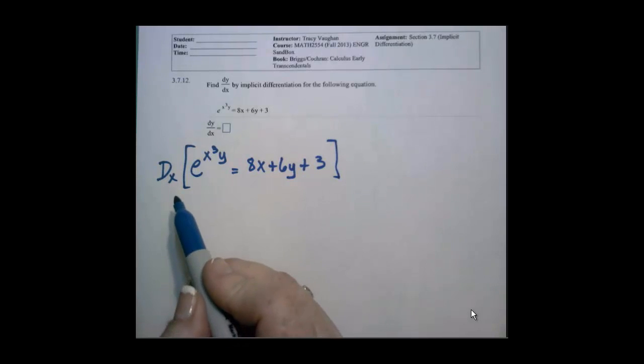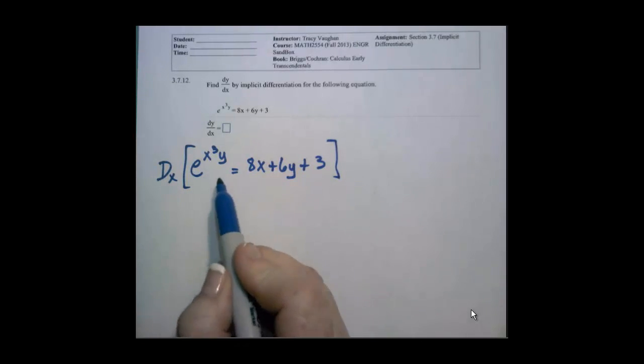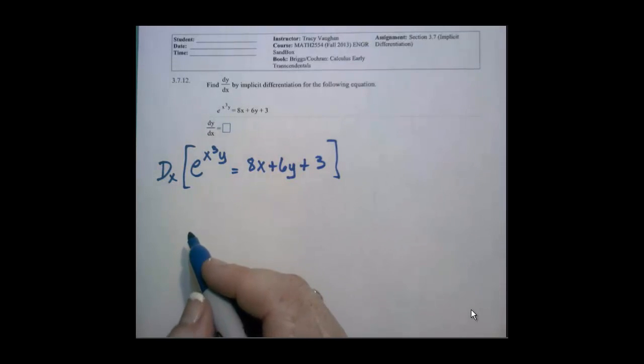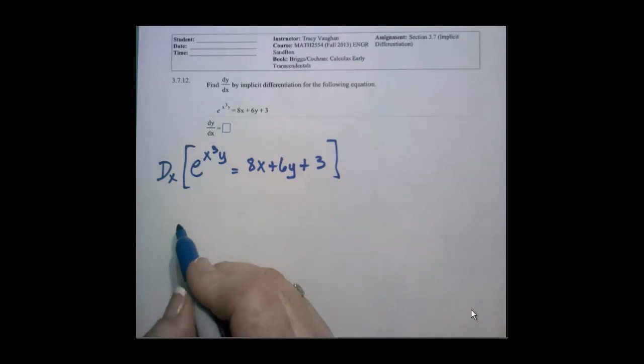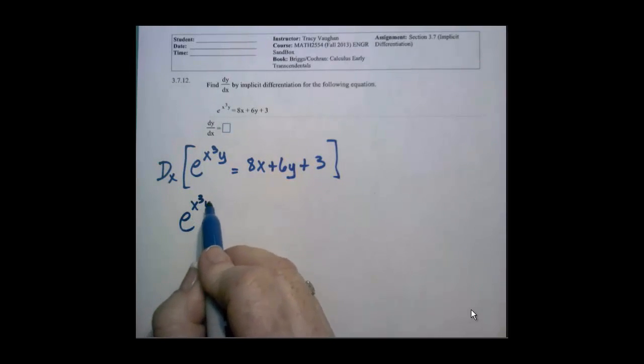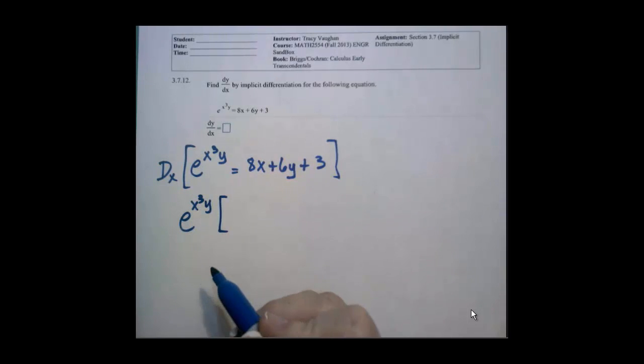Now, on the left-hand side, we have e to the x cubed y. So when we take the derivative of that with respect to x, we'll use the chain rule. The derivative of e to a power is e to that power times the derivative of that power. Now, how do you take the derivative of x cubed y? We use the product rule.